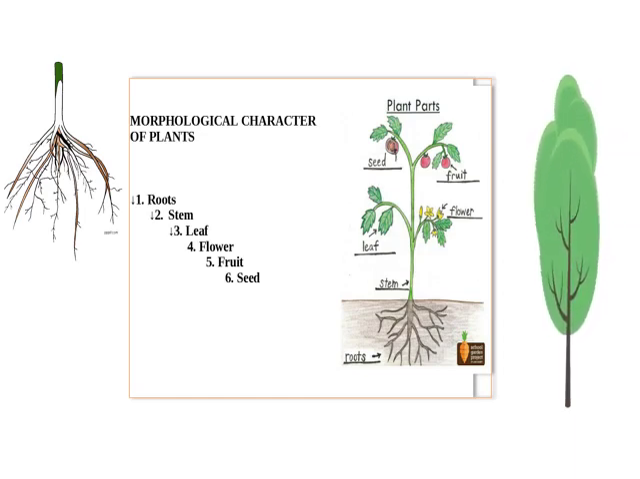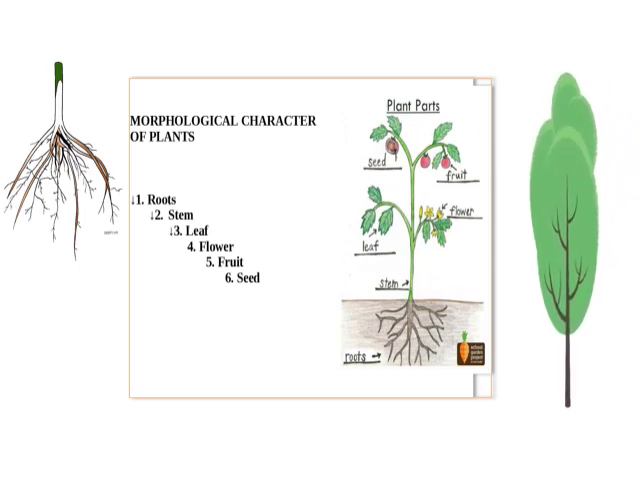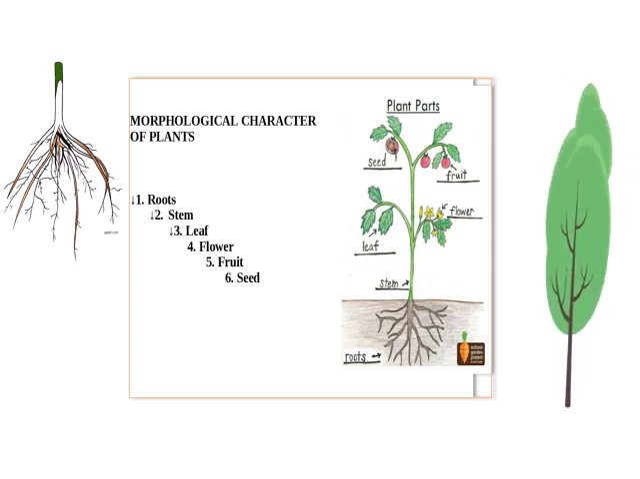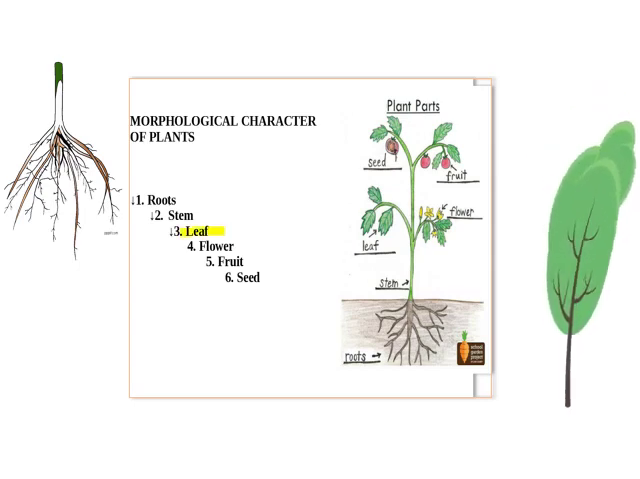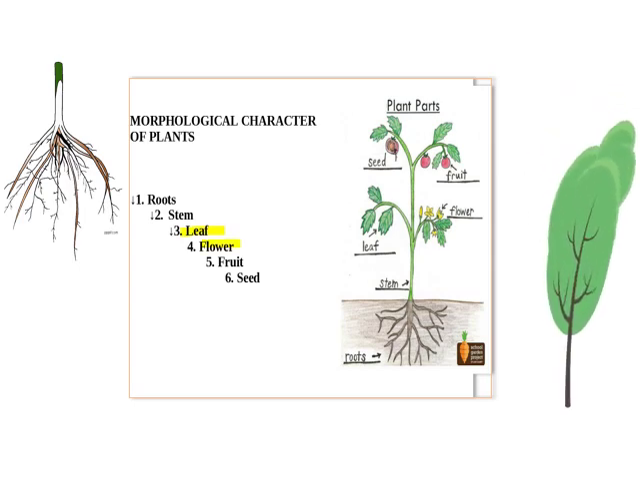morphological character of plants. In our previous lecture, we discussed the morphological character of plants related to roots and stem. Today, in this lecture, we discuss the morphological character of leaf and flower. So, let's start.